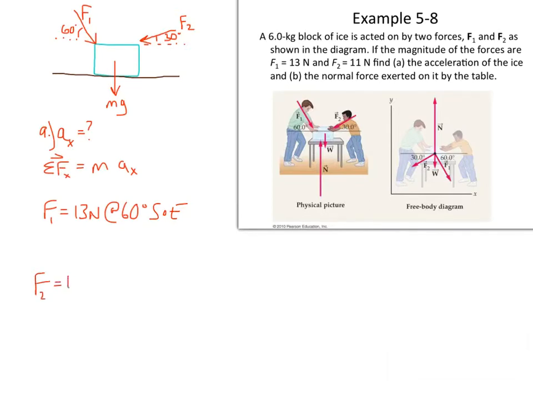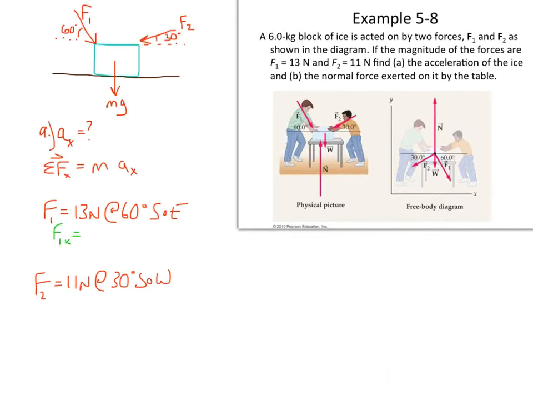Force 2 equals 11 newtons at 30 degrees south of west, right? Because that's what direction that is right there. Okay, why did I leave those spaces in there? Well, that's because we're going to be writing in our x and our y components of those forces.